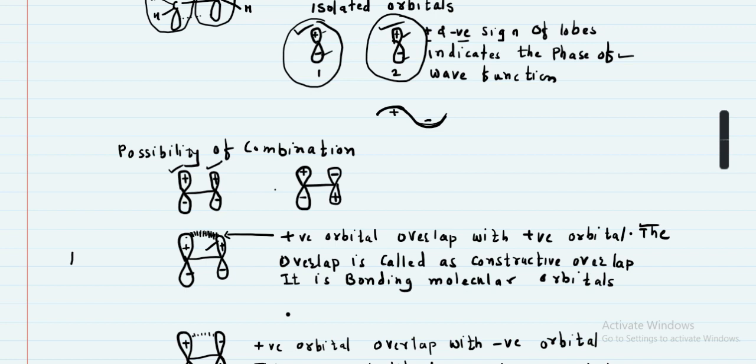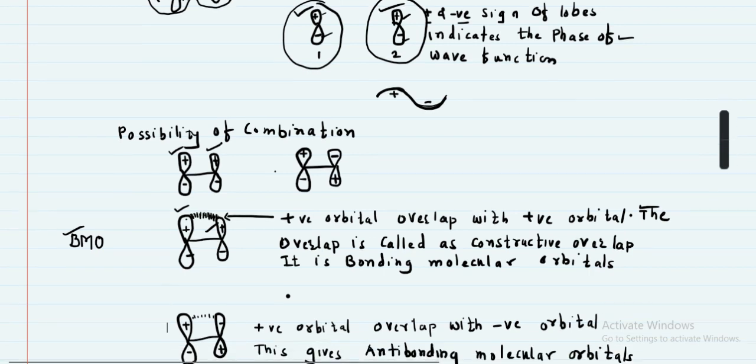Bonding molecular orbital, we can also write in short form. Such bonding is nothing but the bonding molecular orbital, and that is a constructive overlap. Its energy is low and it is the stable one. Such type of overlapping is a stable overlapping.